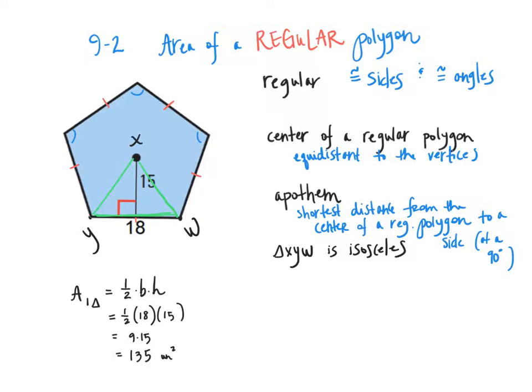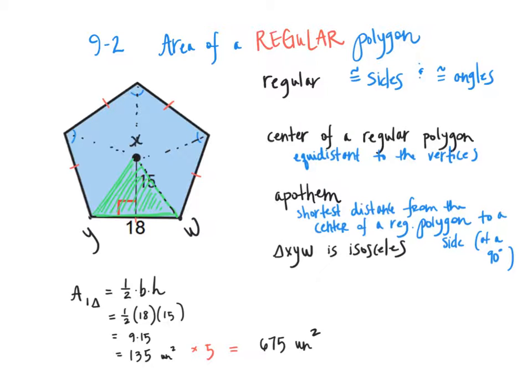Now, how many of these green triangles are there in this regular pentagon? Well, you can draw in some auxiliary lines to be able to show you. So in this pentagon, you are going to have 5 congruent triangles. So we can take the area of that one triangle and then multiply by 5 to get 675 units squared. So that's how I used to find the area of a regular polygon.